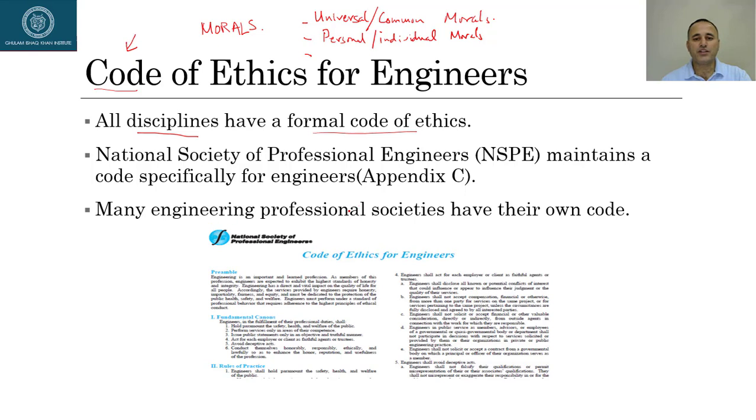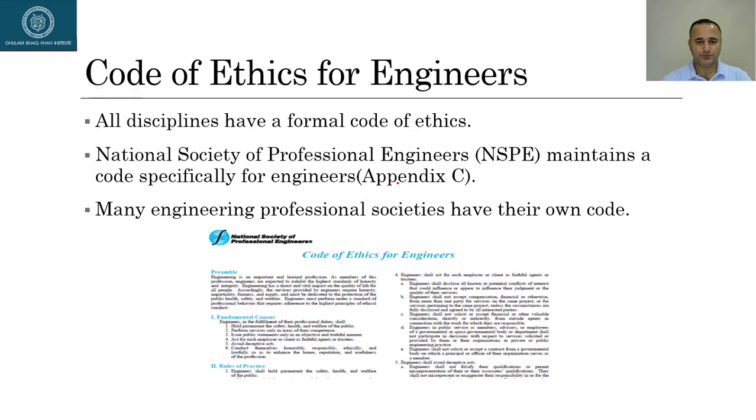Many engineering professional societies have their own code. And this is like an example, okay? And the National Society of Professional Engineers' code is included in the book, in Appendix C. So whenever you get a chance, please read that as well. Although it's not necessary.